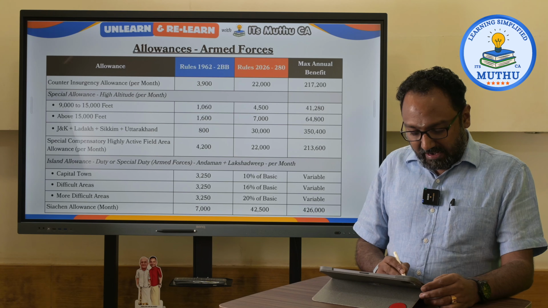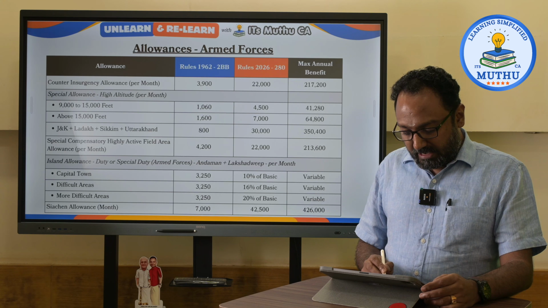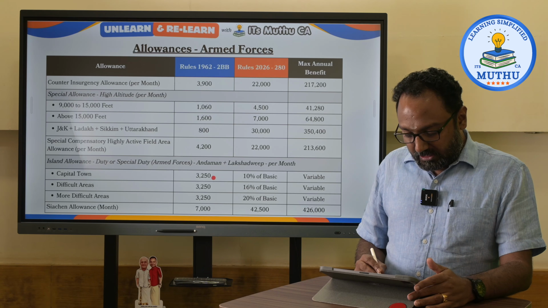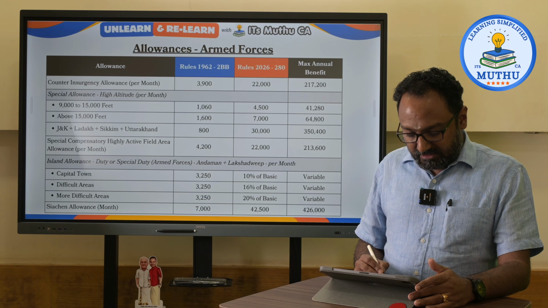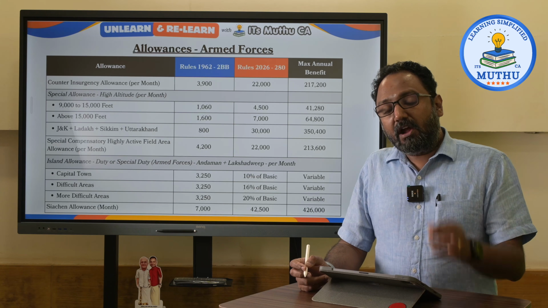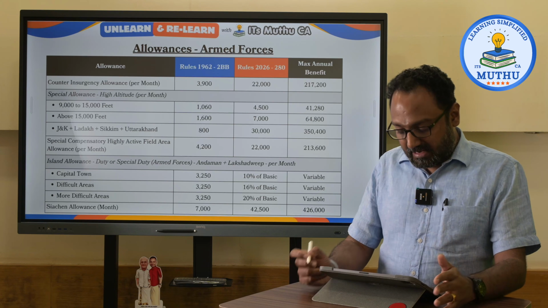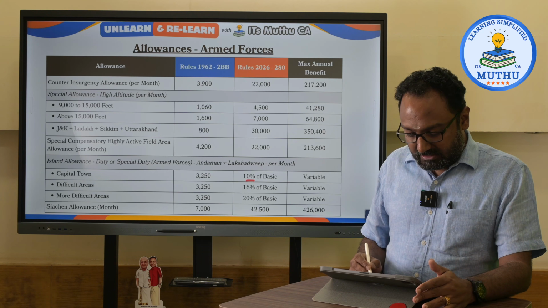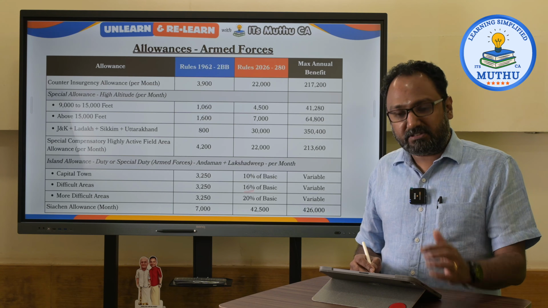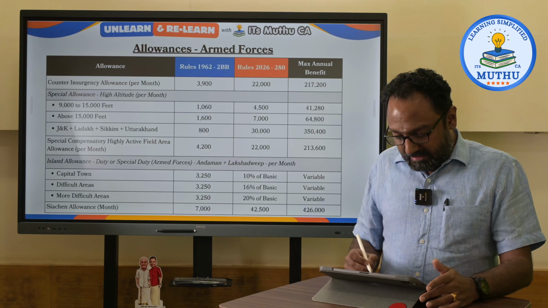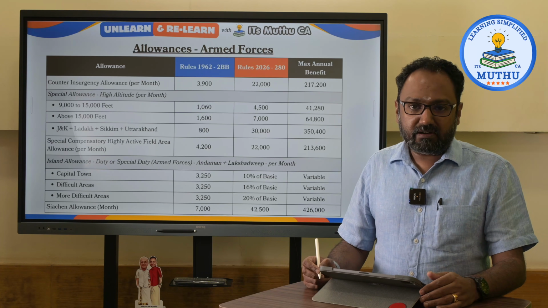Island allowance, again duty or special duty, Andaman, Lakshadweep, where you get per month, if you are in a capital town, 3,250. If in CHN, then it is 7,000. Now here, it is modified as a percentage of salary. So if you are in a capital town, 10%, difficult area 16%, and then more difficult areas 20%. If you are in CHN, then you are going to get 42,500.